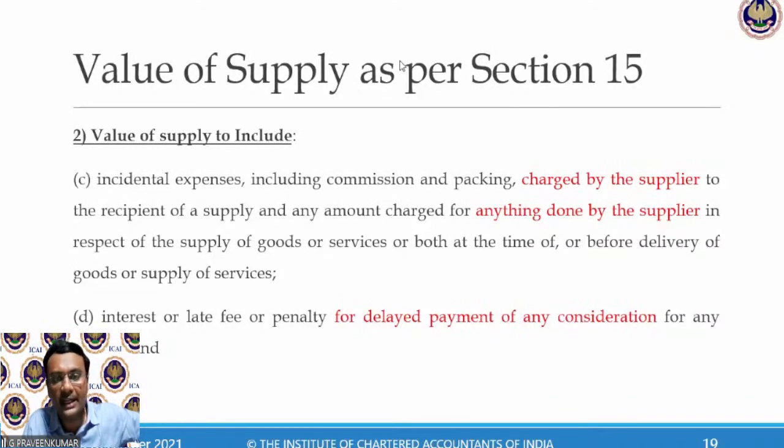There's a question from Janaki. If you are buying anything from Amazon or Flipkart, they charge delivery charges. Will it also be included in transaction value? Answer is yes, because it is incidental expenses for the supply. We have to consider GST on that delivery charges also, Janaki. Answer is yes, we have to charge GST on that.